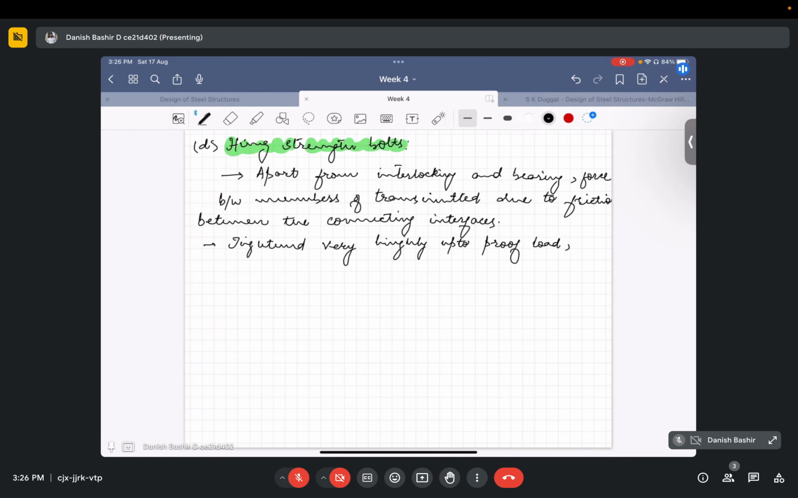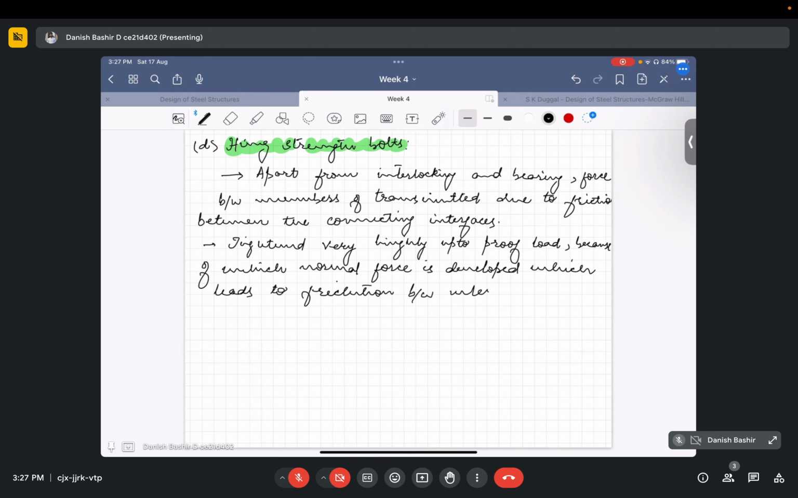Okay, because of which normal force is developed, which leads to friction between interfaces. Okay, this is the basic definition of these high strength bolts.